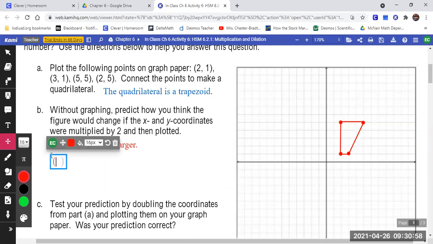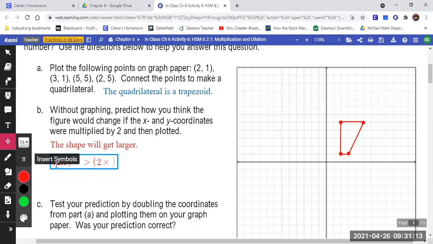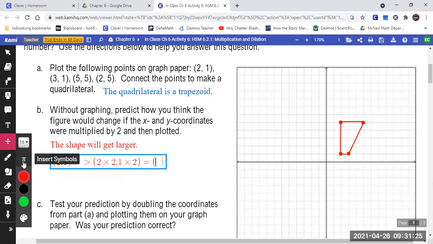So my first one was 2, 1. It is changing by doing 2, and then we go over here to the symbol, times 2, 1 times 2. And we're making a new coordinate of what? What would the new number be? What would the new coordinate be?